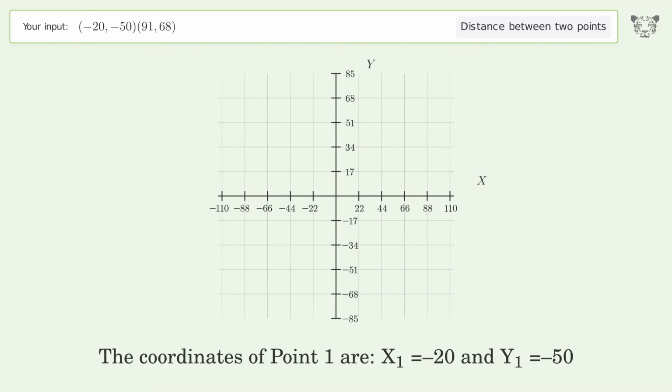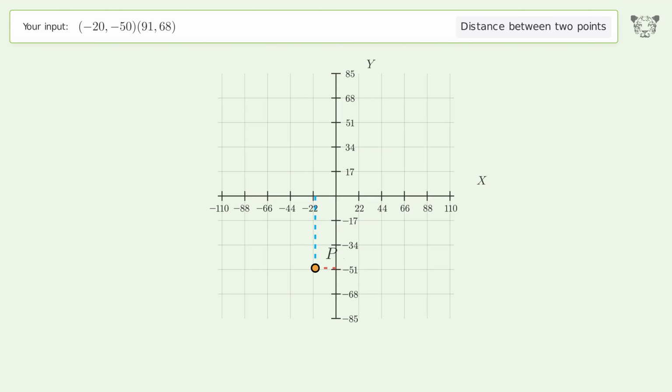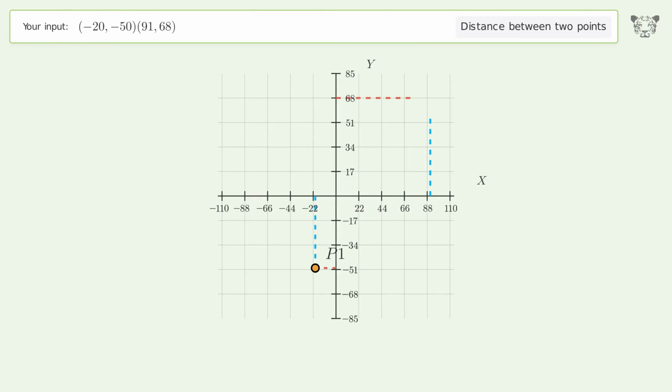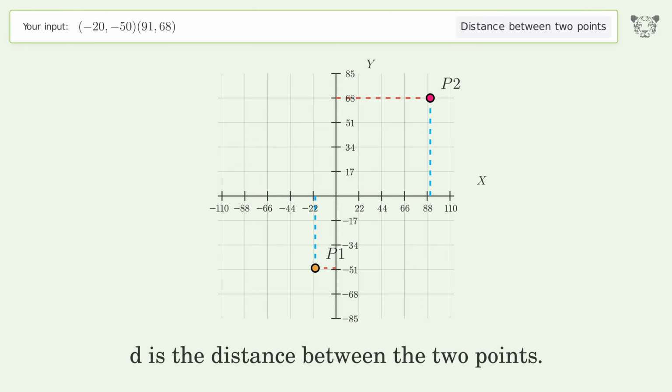The coordinates of point 1 are x1 equals -20 and y1 equals -50. The coordinates of point 2 are x2 equals 91 and y2 equals 68. D is the distance between the 2 points.